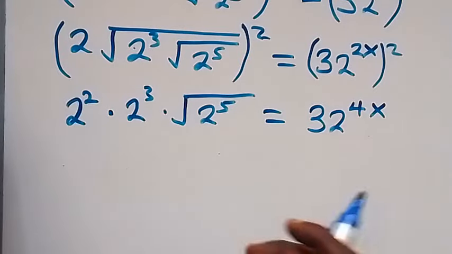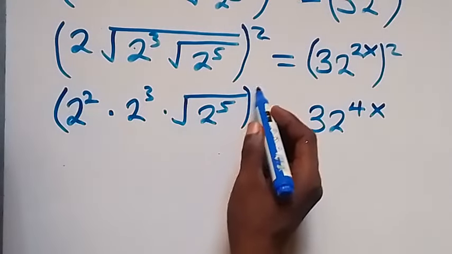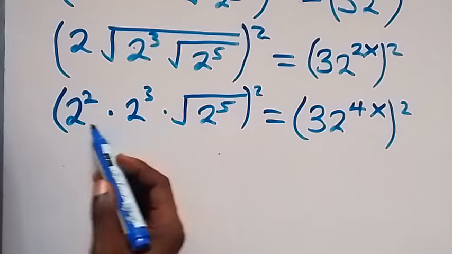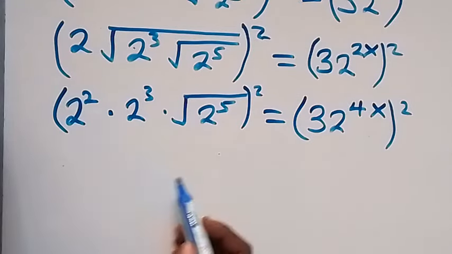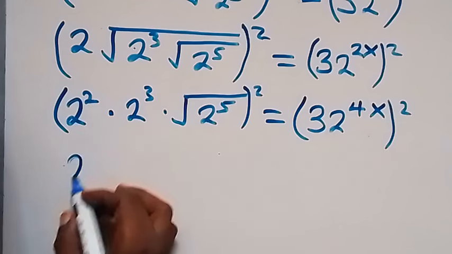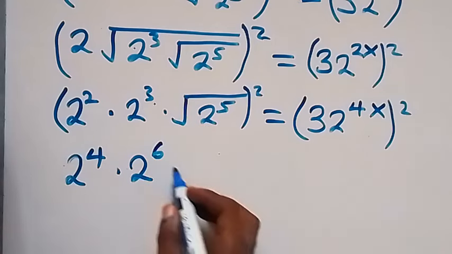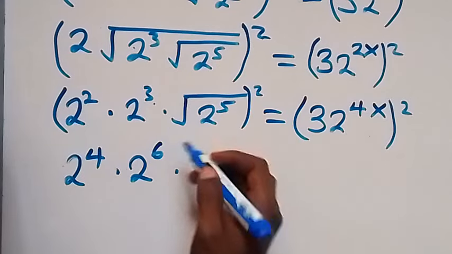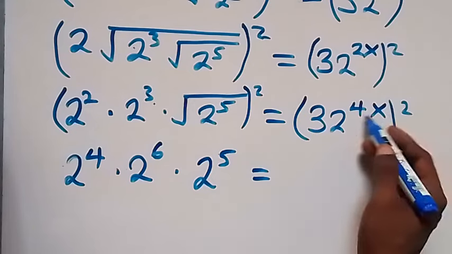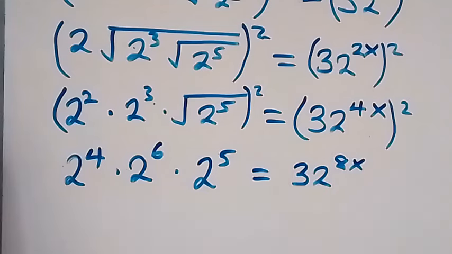We can also square both sides again. We square this side, and also this side. Then this square affects 2 squared and 2 cubed, and also the square root. So this becomes 2 times 2, 2 raised to power 4. Then times 2 raised to power 3 times 2, that's 6. Then times the square has cancelled the square root, times 2 raised to power 5, which equals 32 raised to power 8x.